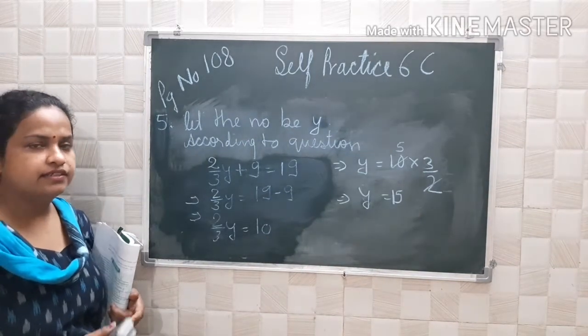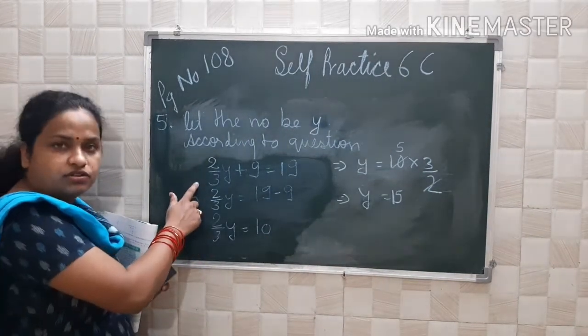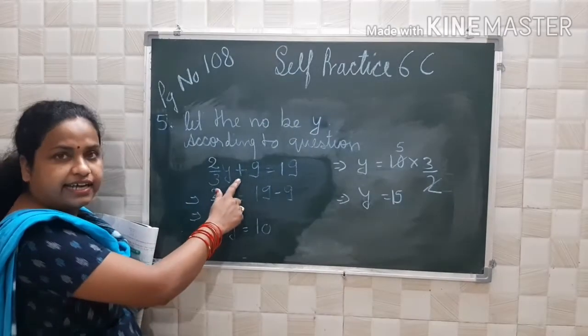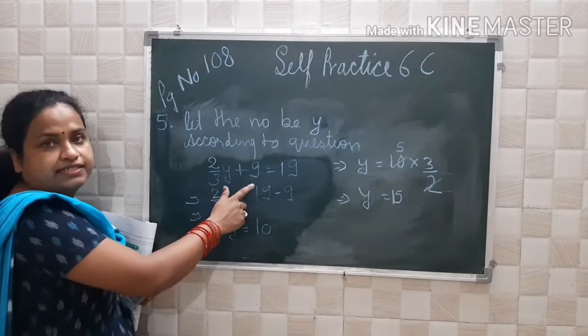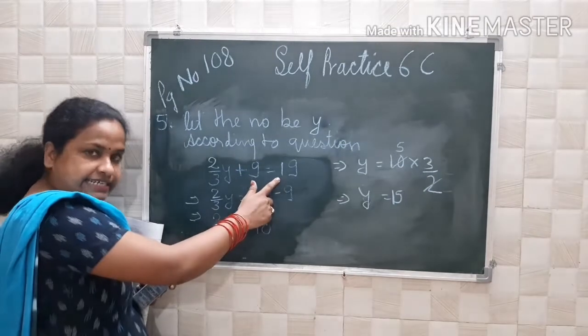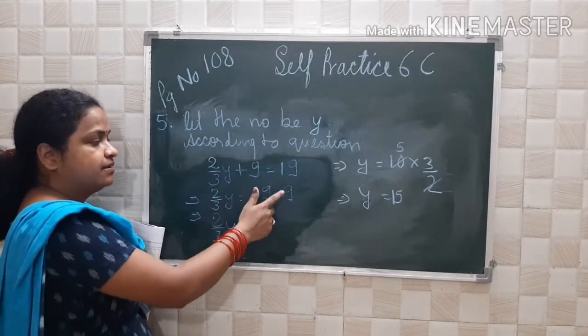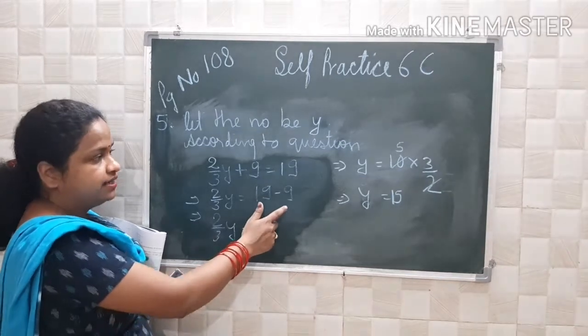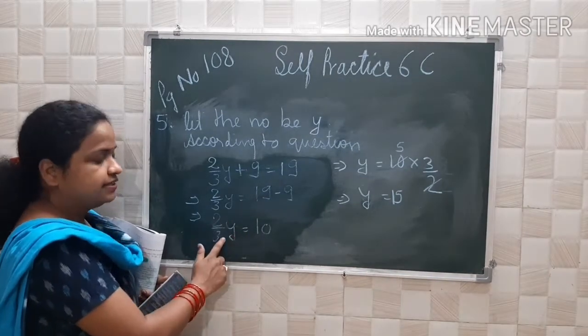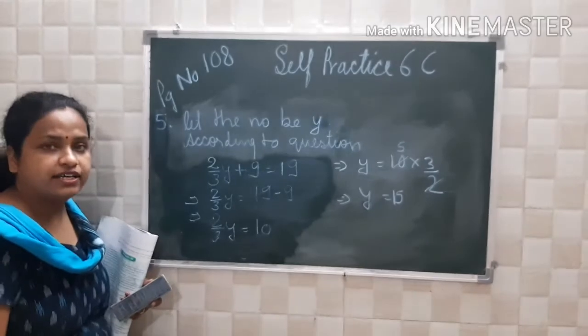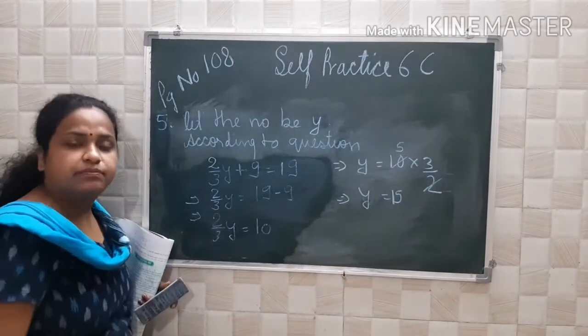Clear? Now I am telling you, 2/3 of a number increased by 9 means 2/3 y plus 9 is equal to 19. Now 19, and this 9 I am taking to the right hand side. 19 minus 9 is 10. So 2/3 y is equal to 10. What will y be? y is equal to 10 into 3 by 2.